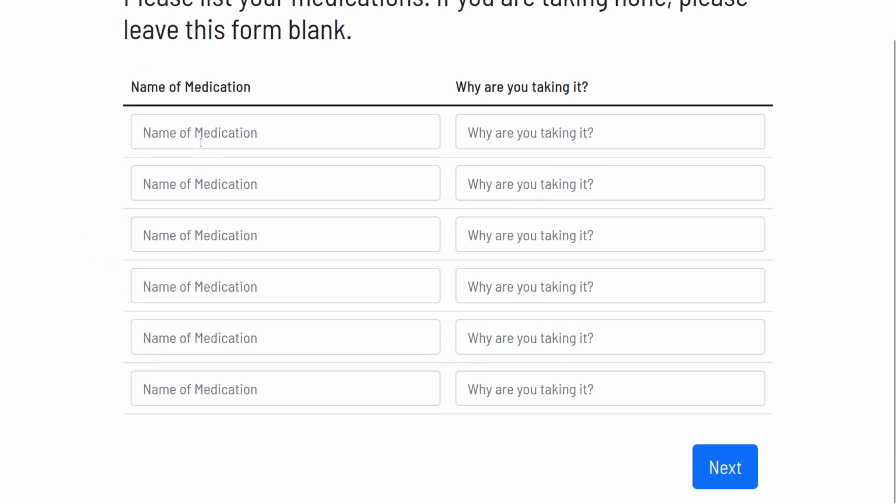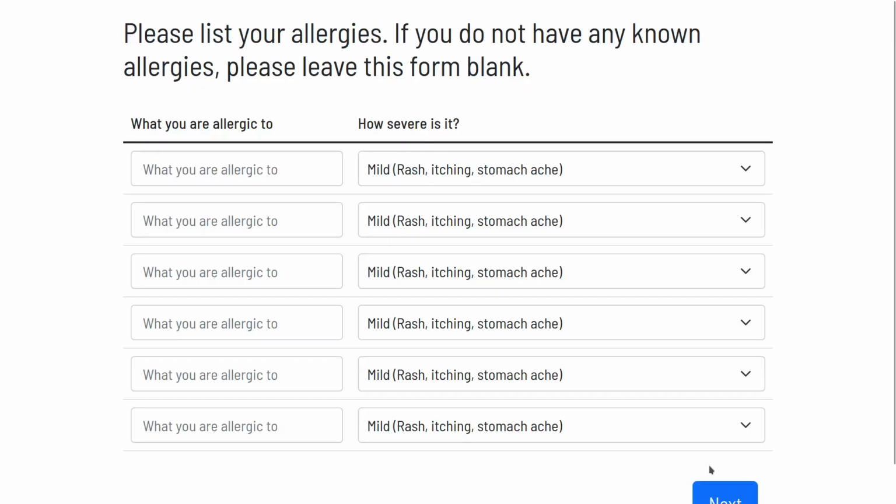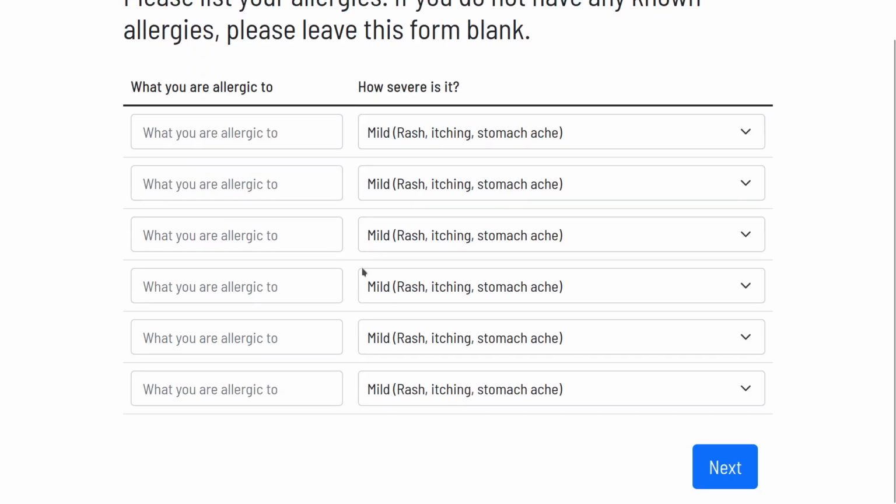And then what medications you are on. So some medication one, and then some other medication. Any kind of allergies to know ahead of time. So if they're allergic to amoxicillin, you know not to actually prescribe that. So I can just put in something like clindamycin.